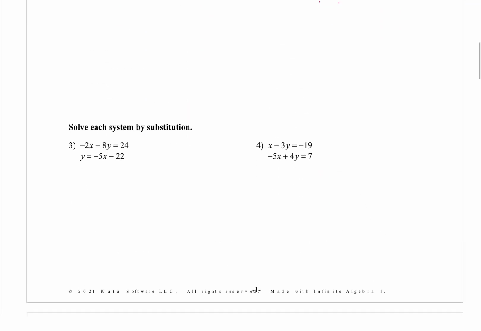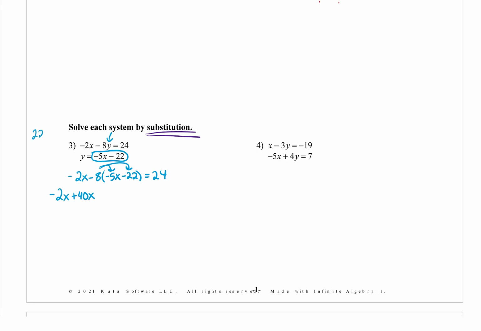Next, solve by substitution. So substitution is where we take what one equation equals and we plug it into the other. So since this one already has y equals, we're going to plug it into the first equation, and we're going to put parentheses around it, and then this is giving us an equation we can solve by distributing the -8.